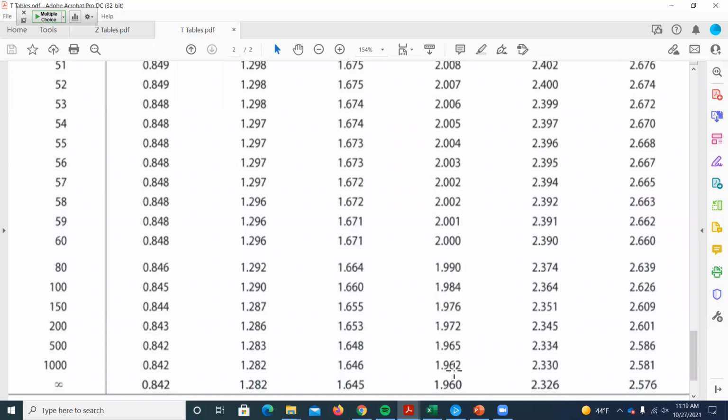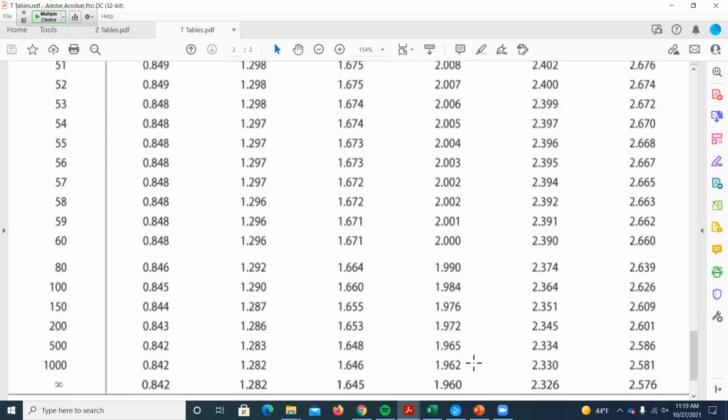Once I get to a sample size of 1,000, notice I'm only off at the third decimal point here. I mean, 1.962. So I'm getting really, really close to the value I was using from the standard normal distribution, because my sample size is getting larger and larger. So the value of my n-1 doesn't matter. But for those relatively low sample sizes, I need to use a t-value that is quite a bit different from the value I was using for a standard normal. Right? 2.4, 2.7.